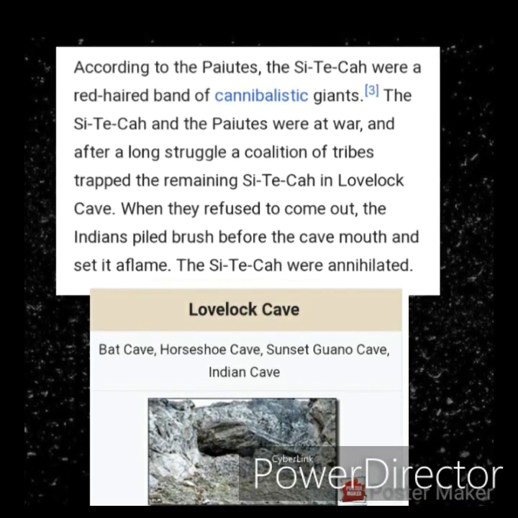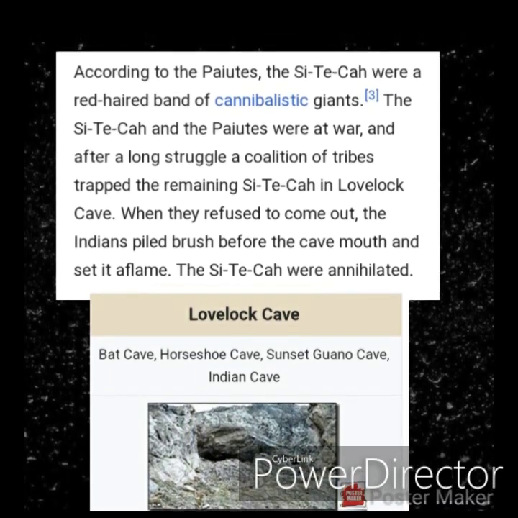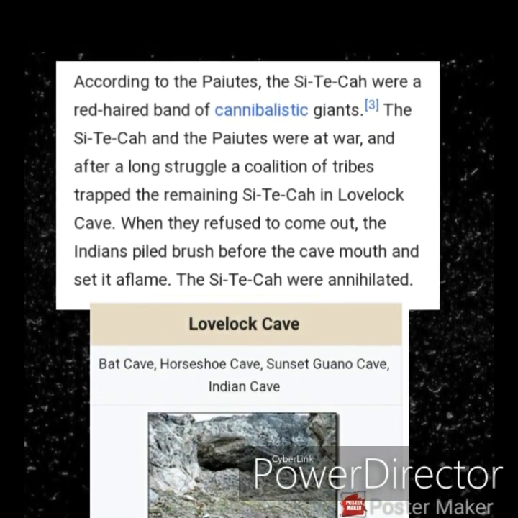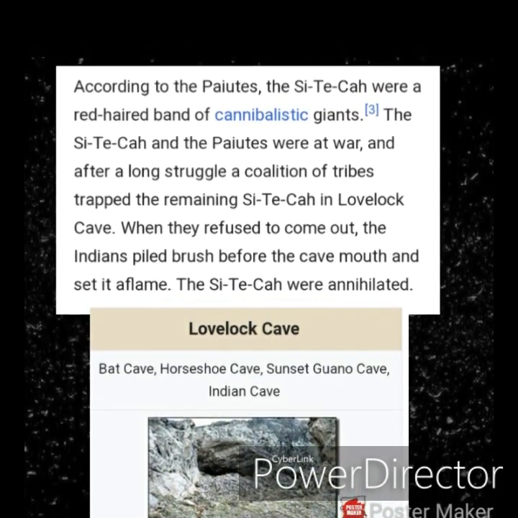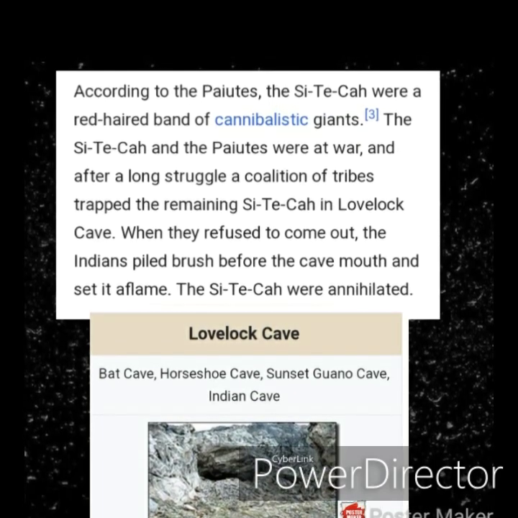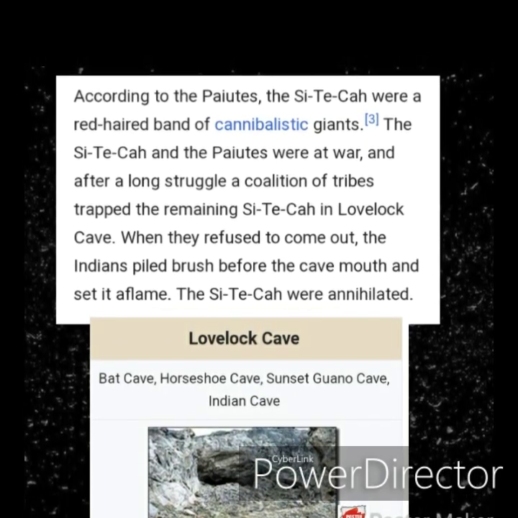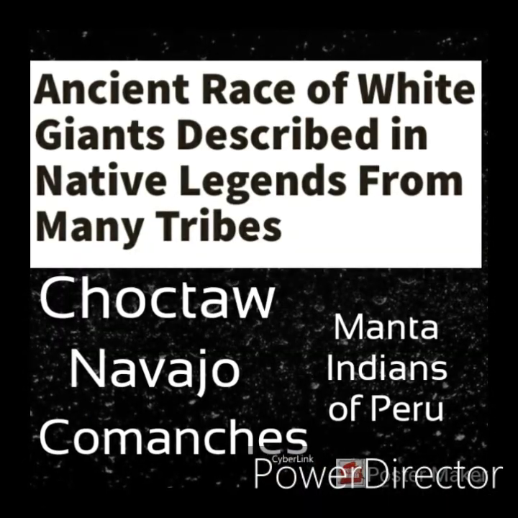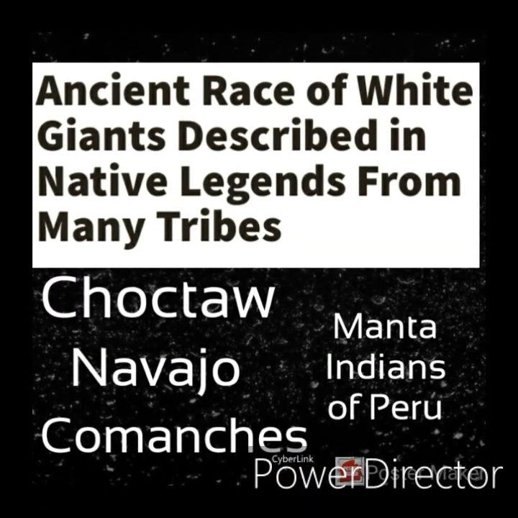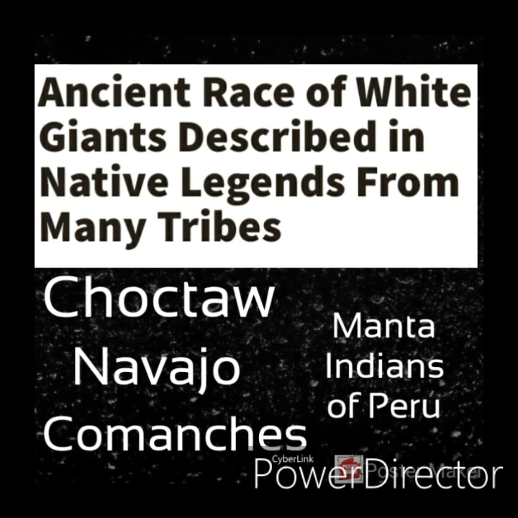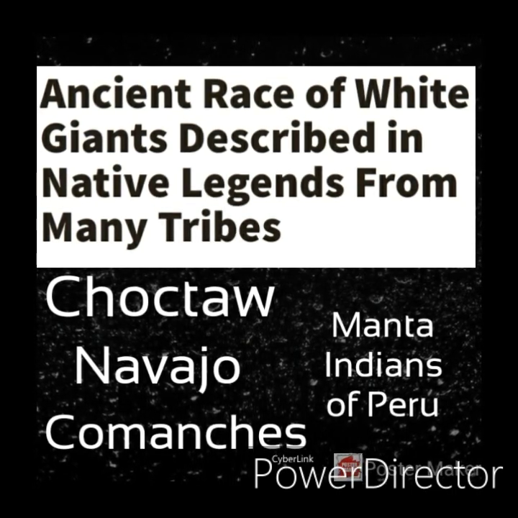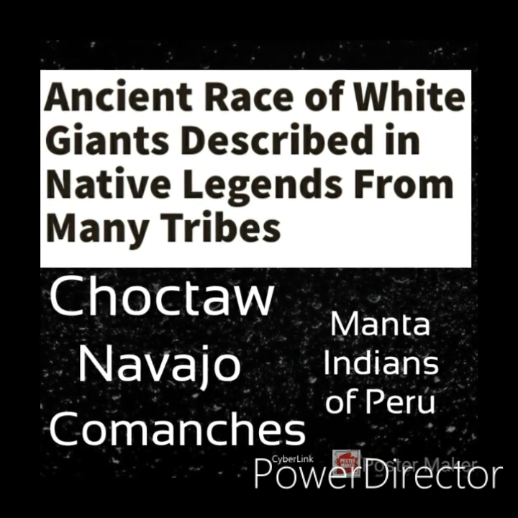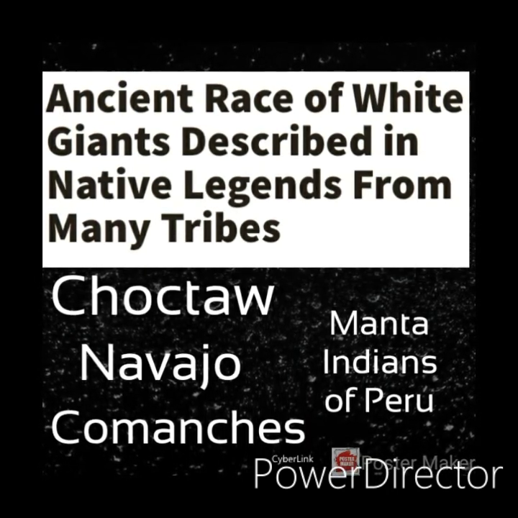So according to the native people, they had barricaded these barbaric cannibals in Lovelock Cave. And then they put brush in front of the opening of the cave and set it on fire. So according to the natives, they had destroyed this race when they burned them alive. However, there are multiple accounts of an ancient white race of giants described in native legends from many tribes, including the Choctaw, the Navajo, the Comanches, and even the Manta Indians of Peru.